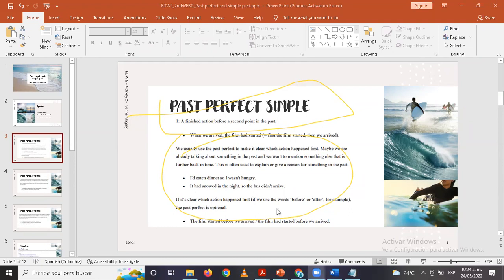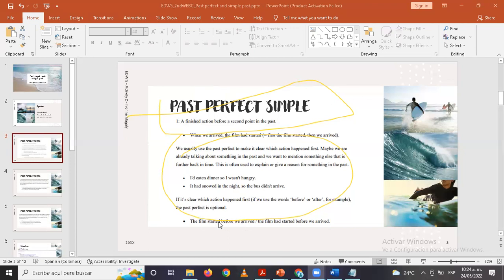If it's clear which action happened first, if we use the words before or after, for example, the past perfect is optional. The film started before we arrived. Este es como más común en inglés, lo que les decía. Acá lo estamos aprendiendo a usarlo, pero en inglés es más común utilizar pasado, pasado, pasado y utilizar algunos time expressions. In this case, the film started before we arrived.